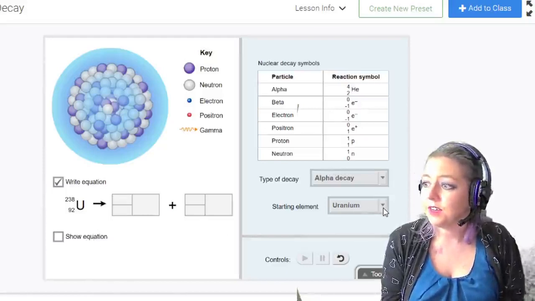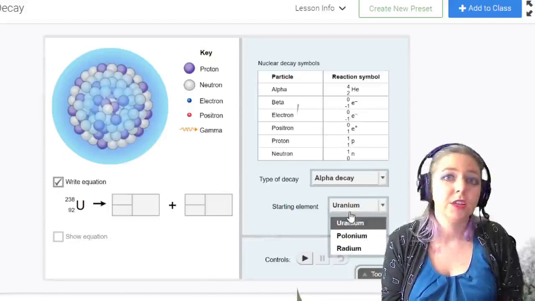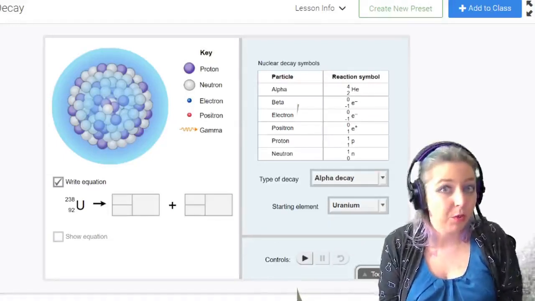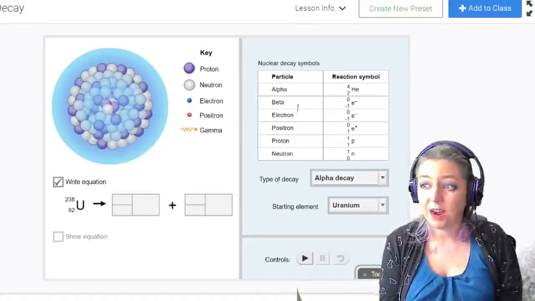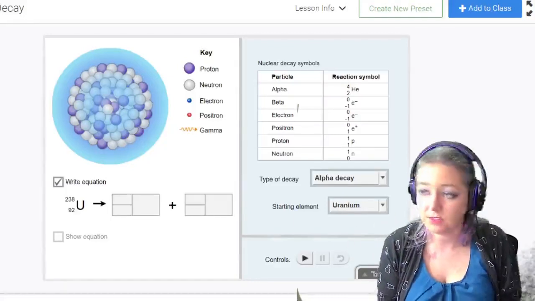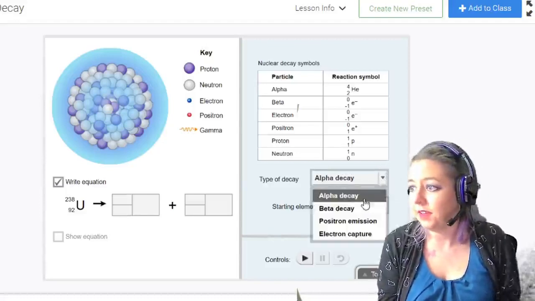There are 3 different elements that you can use for each demonstration. I think some of them might even be in your POGIL. So if you're really stuck on how to answer that POGIL question, you might be able to come back here and get some answers. And then we also have beta decay.